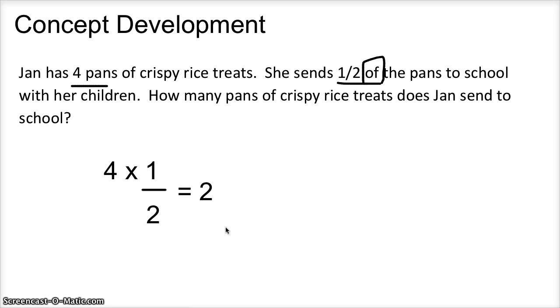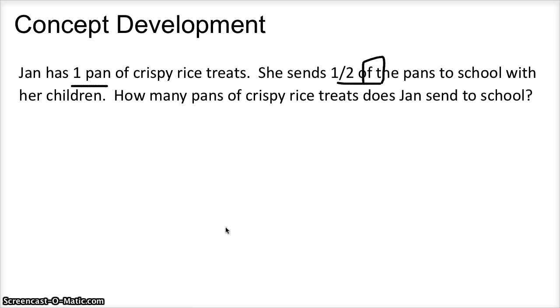So what if instead of 4 pans, she had 2 pans of crispy rice treats, and she sent half of the pans to school? That would look like this. 2 of 1/2. 2 times 1/2, and 2 times 1/2 is 1. Okay, but that's still not new learning. That's a review. What if she had 1 pan of crispy rice treats? Then that would be 1 times a half, and anything times 1 is always itself, so I know that 1 times 1/2 is 1/2. Still not new learning.